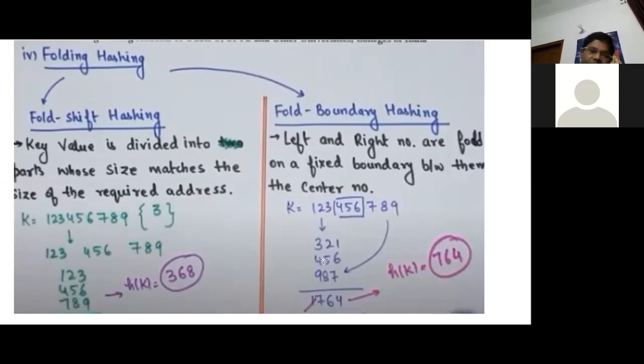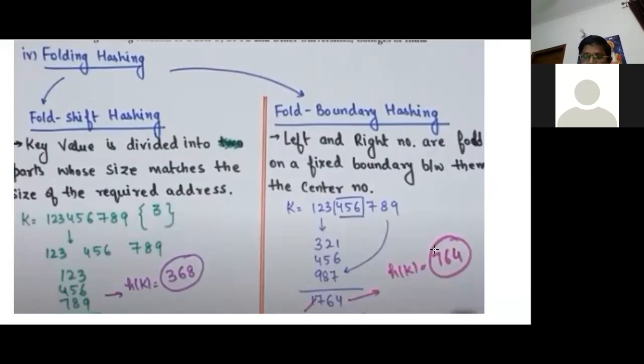So after adding these 3, 3, 2, 1, 4, 5, 6 and 9, 8, 7, the result we are getting is 1764. But since the key size is 3, we are discarding the leftmost digit. Here the leftmost digit is 1. So after discarding this, the result we are getting is 764. So the hash key result is 764. After applying the hash function using fold boundary hashing, the result we are getting is 764.